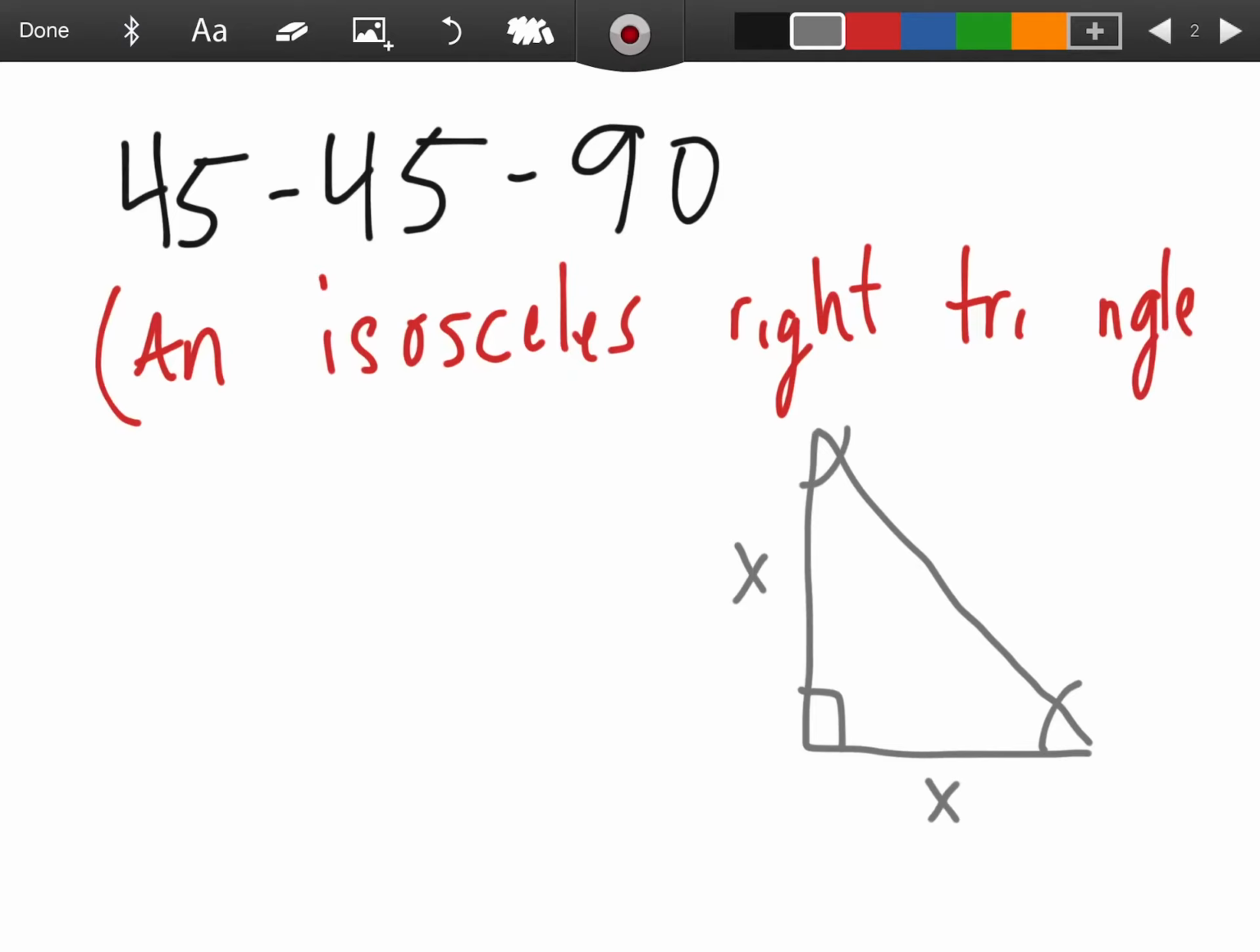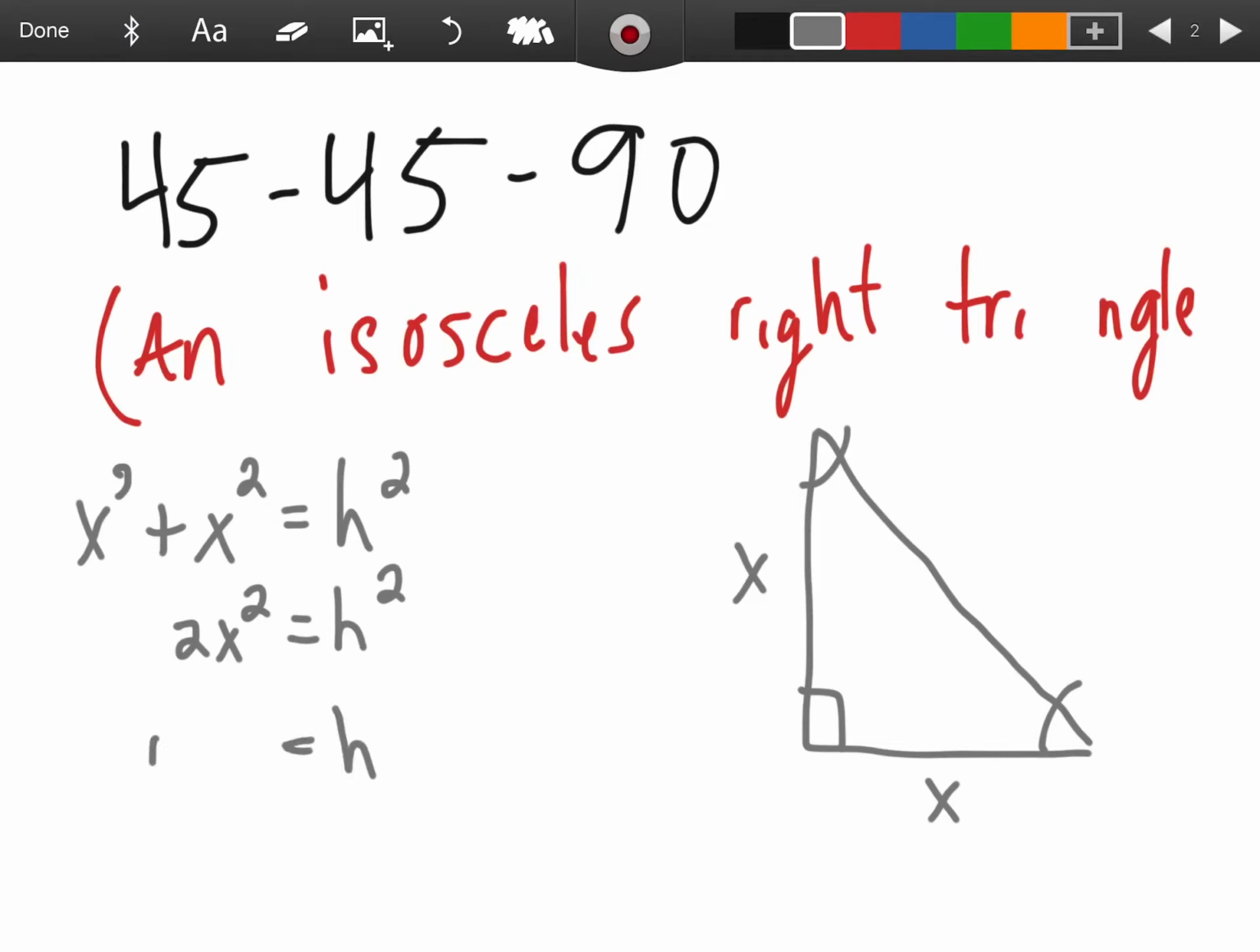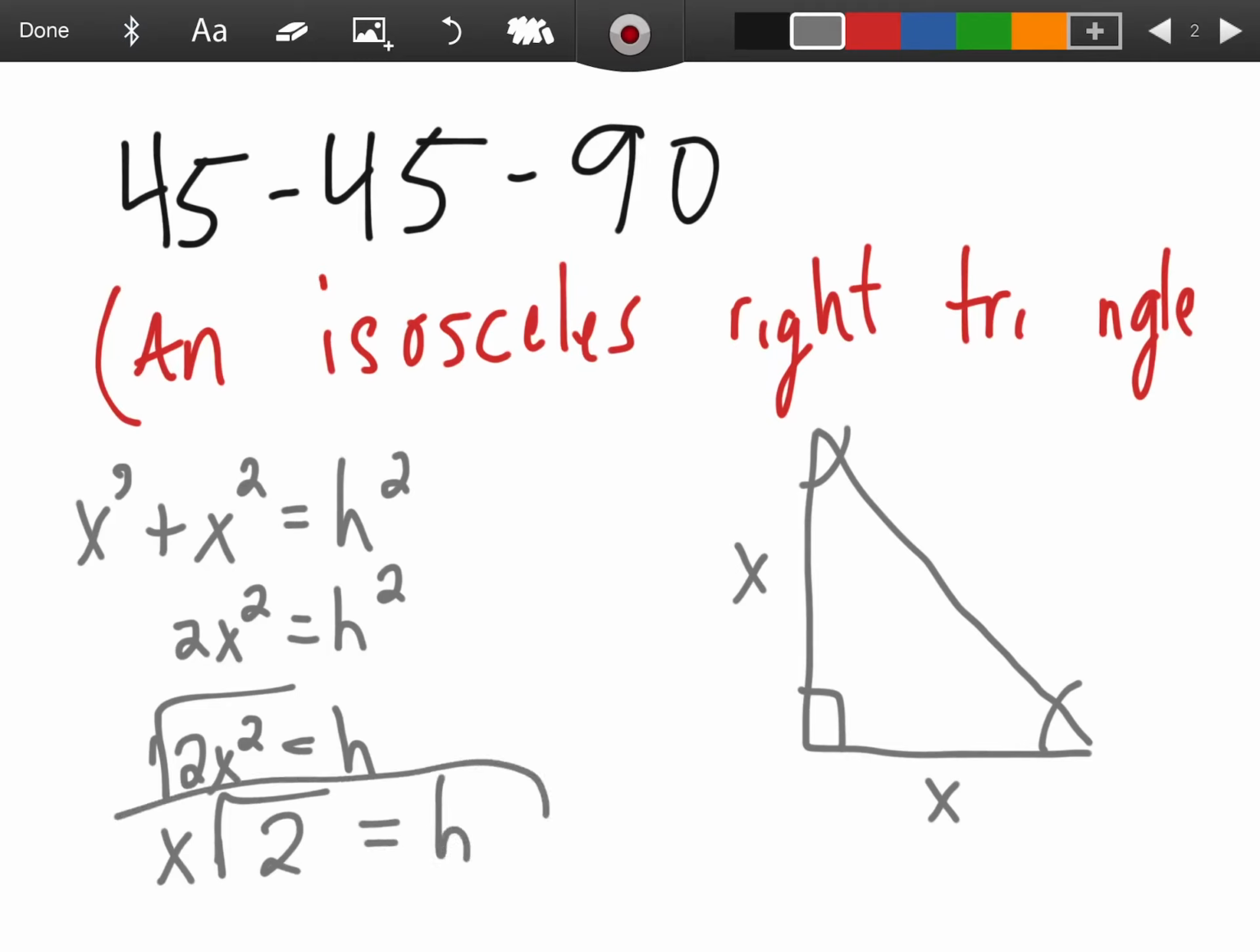So let's solve for the hypotenuse here. I'll call the hypotenuse h. I've got x squared plus x squared equals h squared. That's 2x squared equals h squared. Now to solve for h, I'm just going to take the square root of each side. So h equals the square root of 2x squared. We can actually simplify that. We have 2 times x squared. Well, I can take the square root of x squared, which is just x. That comes outside. So x times the square root of 2 is the length of that side.